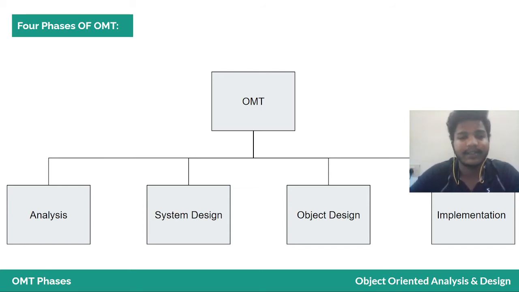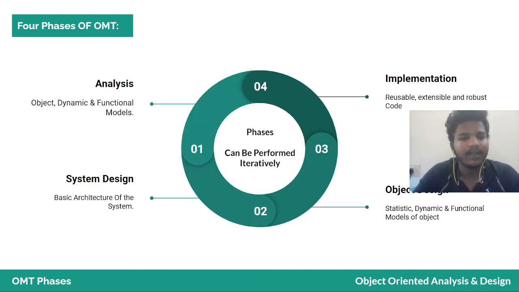Coming to the phases of OMT, there are four phases of OMT. They are analysis, system design, object design, and implementation. Analysis is the first phase of OMT methodology. The aim of the analysis phase is to build a model of the real world situation to show its important properties and domain. This phase is concerned with the preparation of the precise and correct modeling of the real world.